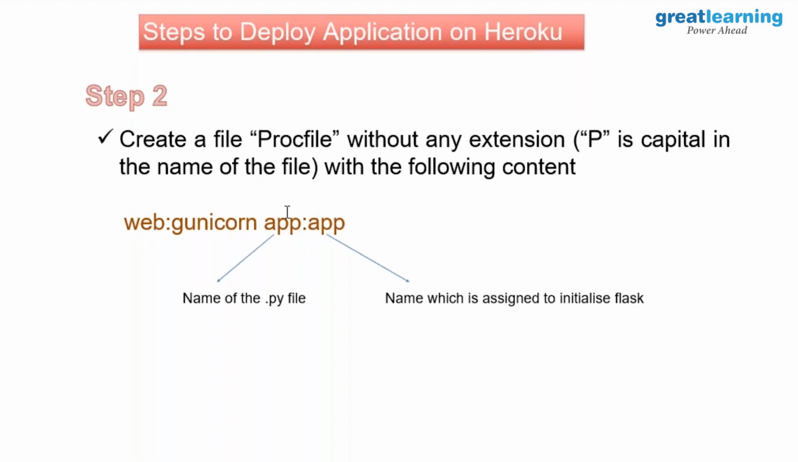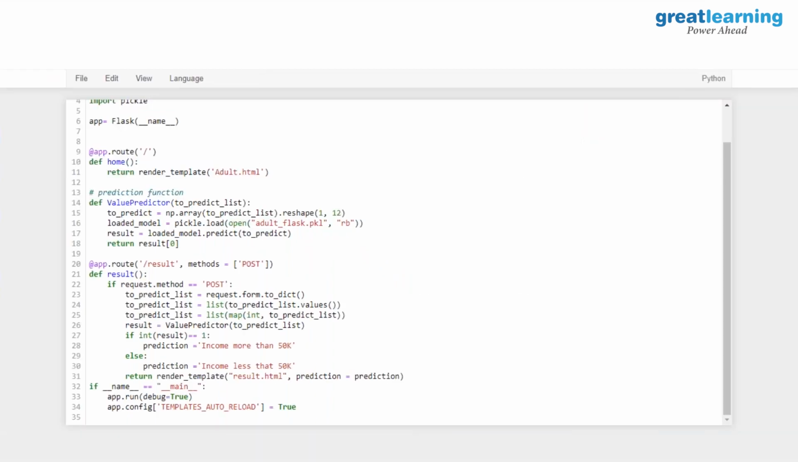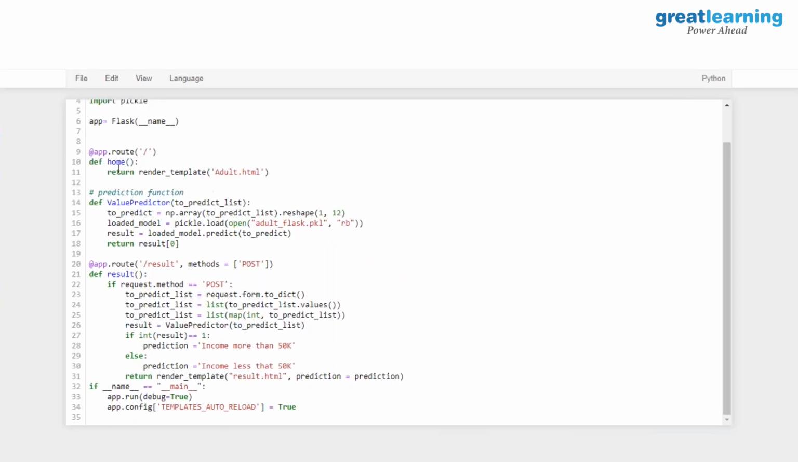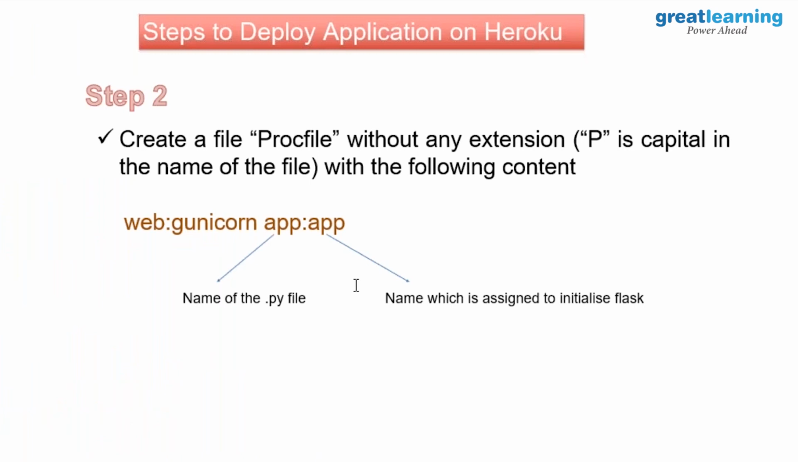What is this app? This is the name of the .py file. So remember, what I have created, the file name was app.py. So hence I have provided the name as app here. The second is the name through which you have initiated the Flask. So if you go back here, this is the name you have given when you initiated the Flask. So hence my Procfile will read app:app. Please remember, this Procfile which you will create should necessarily have P as a capital and should not have any extension. Even if you have created the file using Notepad, remove the .txt extension from the file.